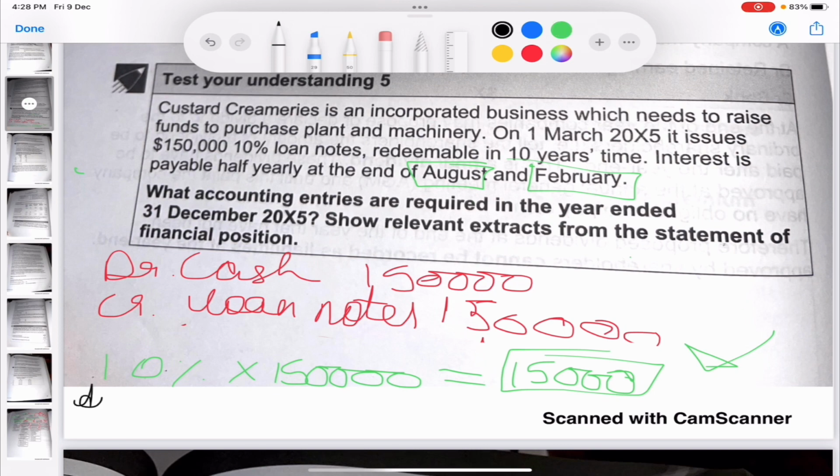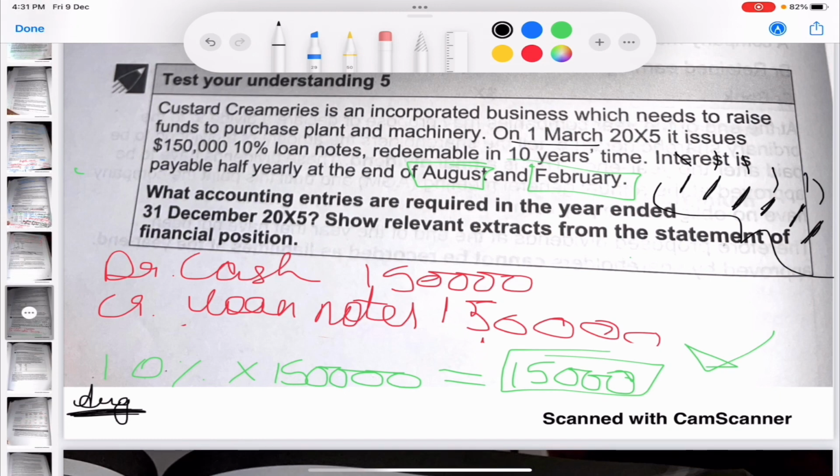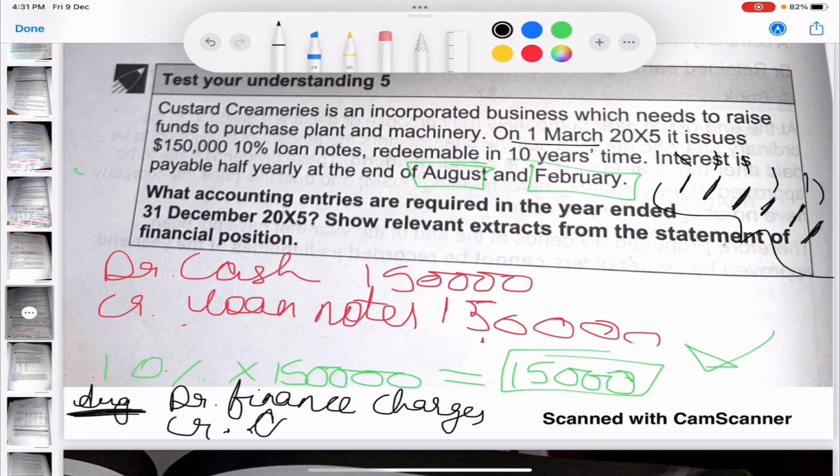Now what will the journal entry be in August? At the end of August, how much do you have to pay? You have to pay for March, April, May, June, July, August, the entire 6 months. The journal entry in August would be debit finance charges and credit cash or accrued, whatever. It's usually cash. How much? 15,000 is for the entire year, but in August you are paying only for 6 months. So 15,000 multiplied by 1/2. Half of that you are paying here.